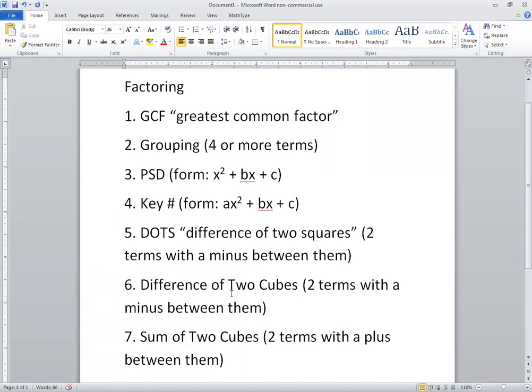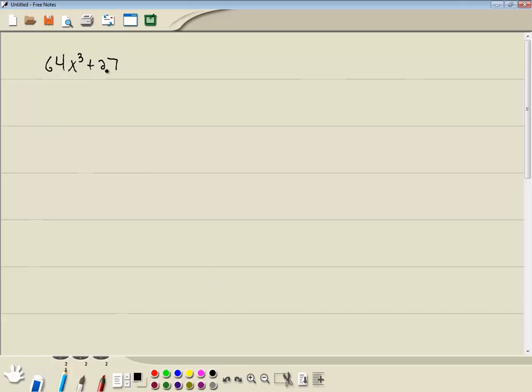Difference of 2 cubes is 2 terms with a minus between them. Again, there's a plus between them. And our last one is sum of 2 cubes, 2 terms with a plus between them. So the sum of 2 cubes is the only one we can try. Depending upon what the problem looks like, it tells you exactly which technique to use, with the exception of dots and difference of 2 cubes.